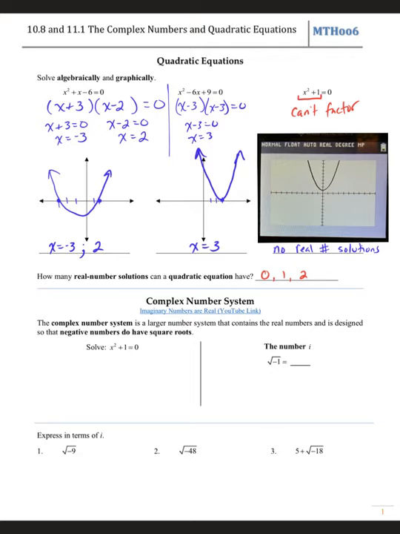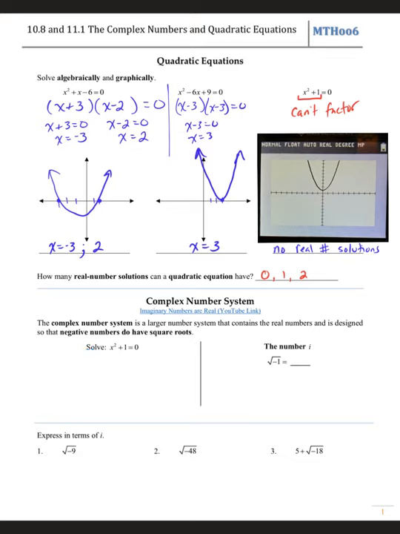Now, what we're going to be talking about is the complex number system. If you pull up the notes on Blackboard, you can click this link to watch a YouTube video about how imaginary numbers are real. They're called imaginary because you have to think abstractly, whereas here you can see those exact places where the graph is touching the x-axis. This graph here is still going to have solutions, you just won't tangibly be able to see where those solutions are. So we're going to solve this algebraically.